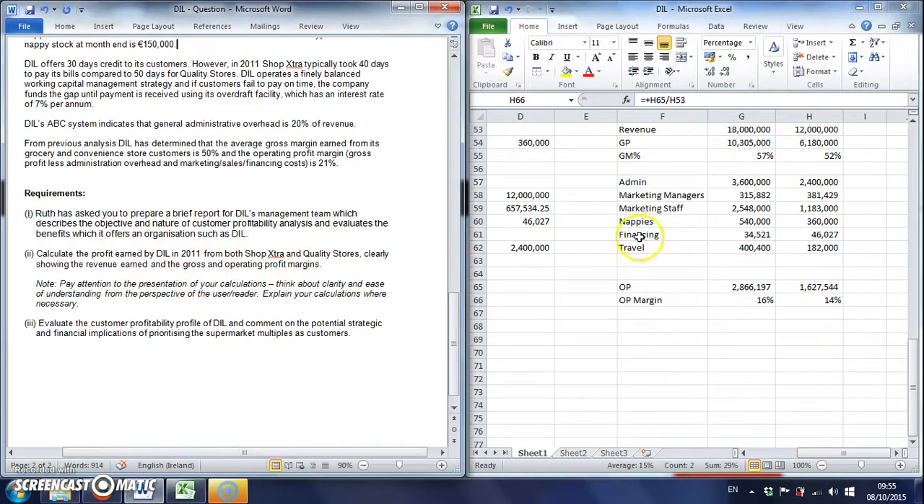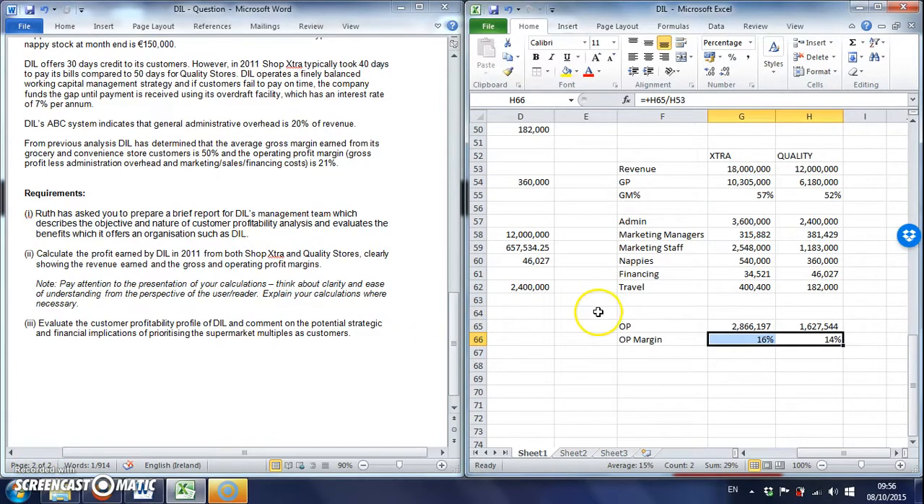Calculate the profit earned by each, which we've done, and show the revenue, gross and operating profit margins. Yeah, we've done that. The final thing then is where students are able to distinguish themselves. A lot of students will get down to the calculations, but then be able to interpret that and comment. Well, first evaluate customer profitability profile. Now watch for this and. Whenever there's an and, you need to hit all the targets or you're not going to get the full marks. Comment on the potential strategic and financial implications for prioritizing supermarket multiples.